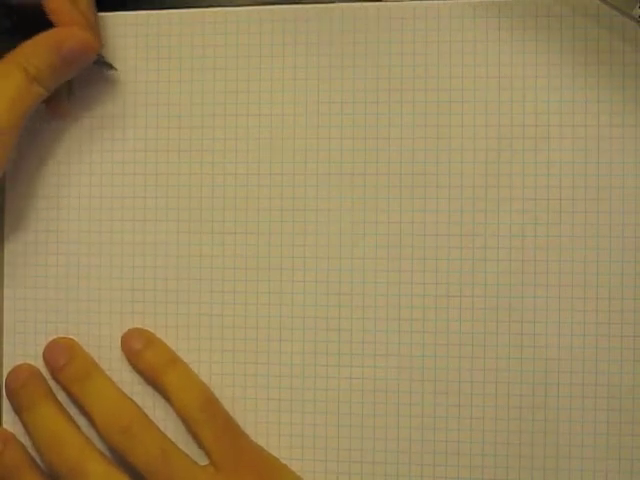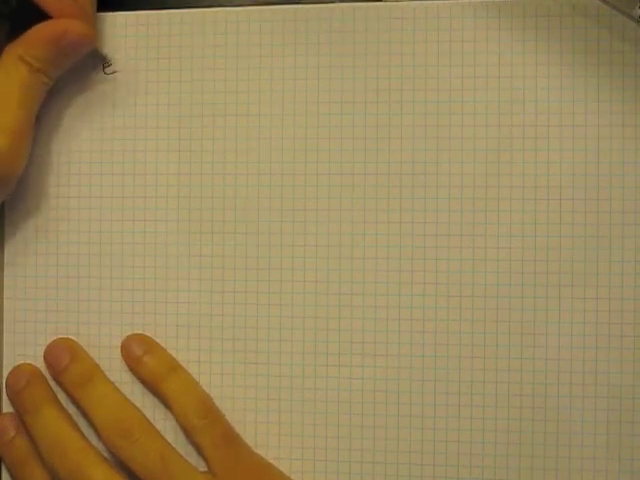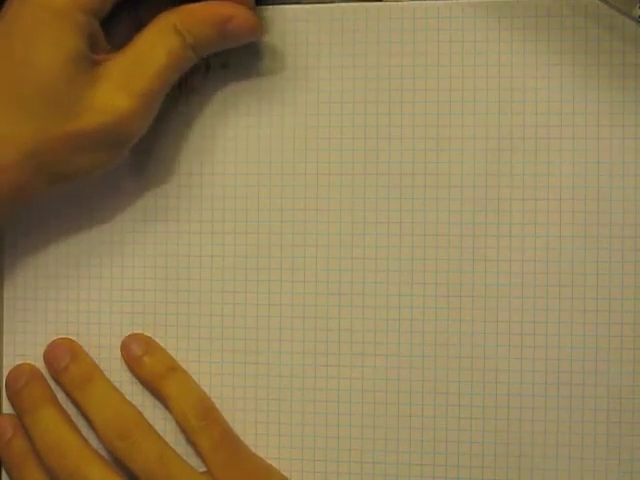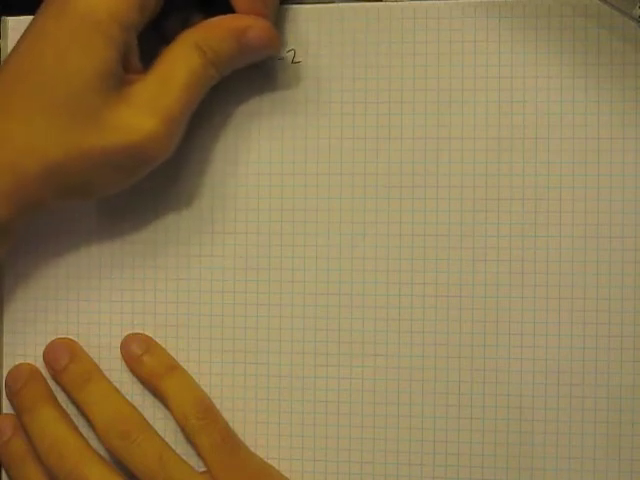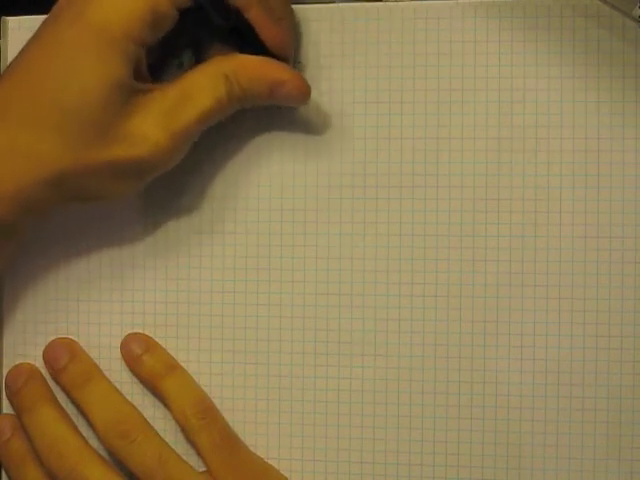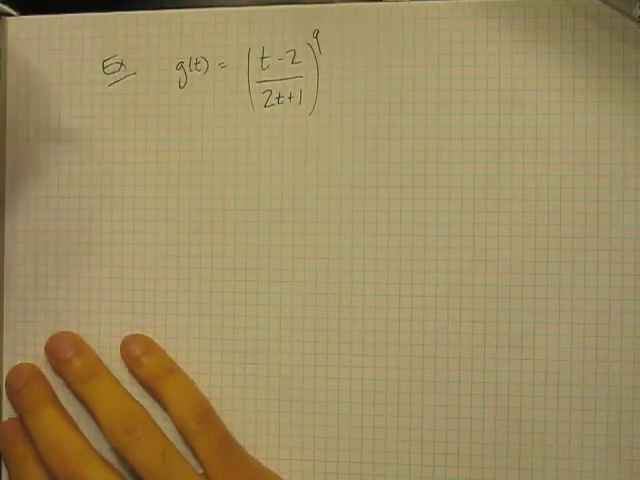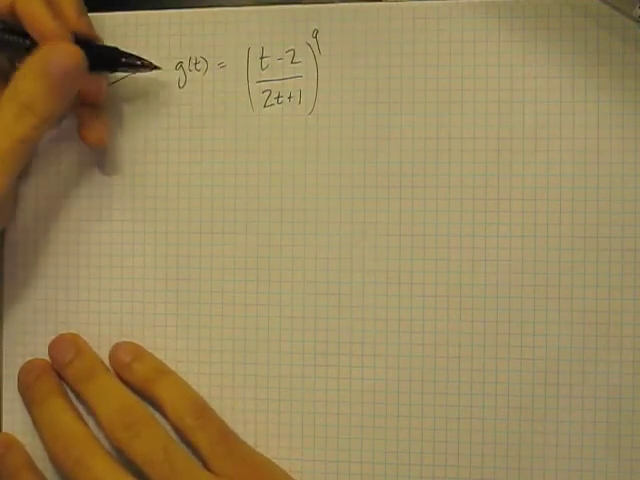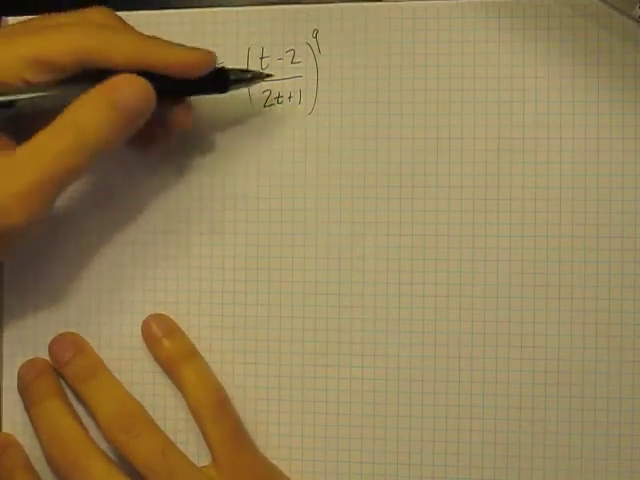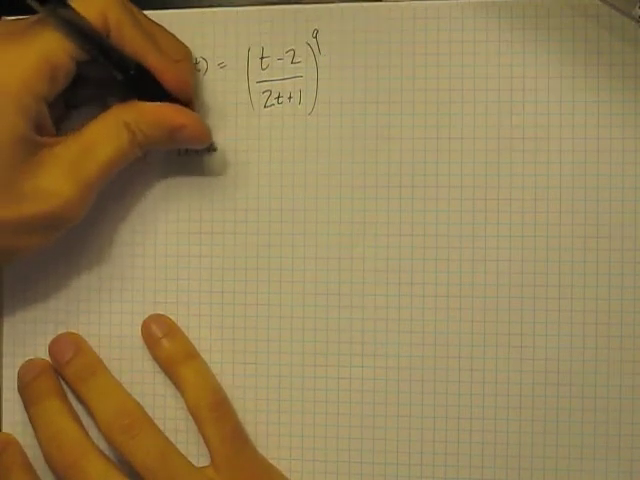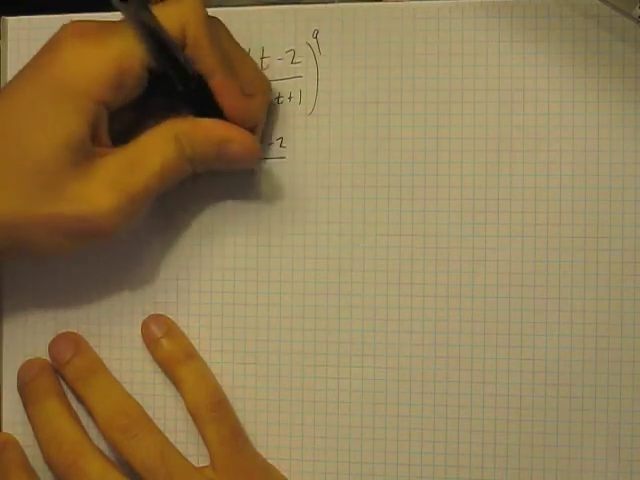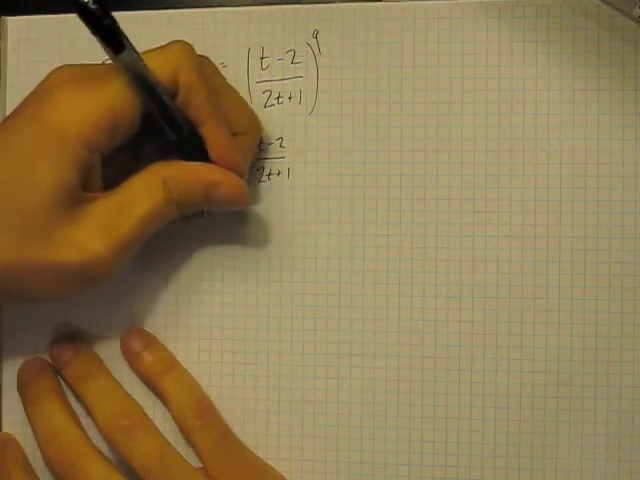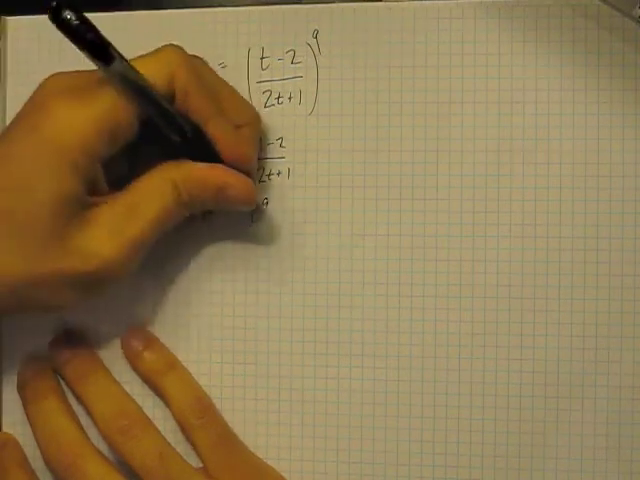All right, let's do one that's a little bit more complicated. How about, let's take g of t to be (t minus 2) over (2t plus 1), and all of this raised to the 9th power. Okay, so here I've used the letter g, so you're just going to have to get used to the fact that sometimes the inside function and the outside function have separate names. So the inside function is (t minus 2) over (2t plus 1). The outside is t to the 9th power.